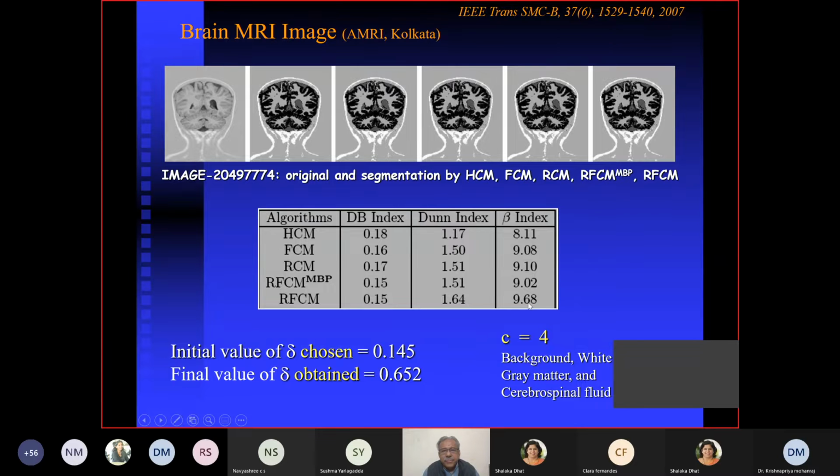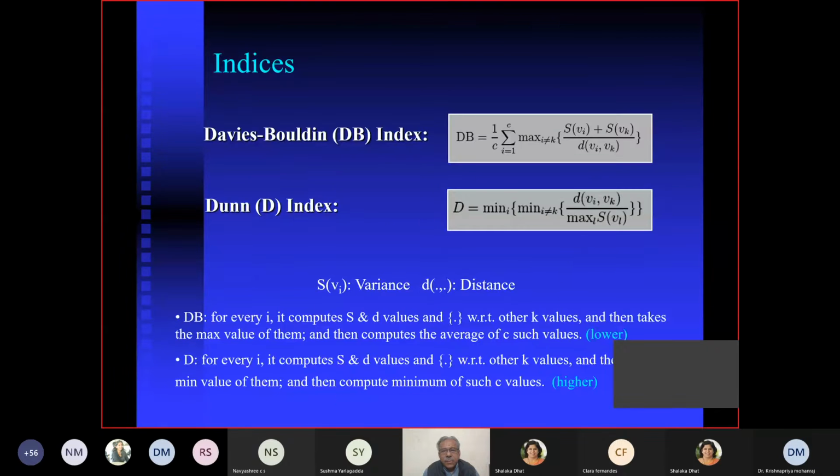Now, what is the DB index? Let me first explain the others. For the DB index, look at the definition. Vi is the variance and this is the distance. So for every cluster i, you compute the variance, and between two clusters, you get the distance. That means the variance should always be less and the distance should be more.